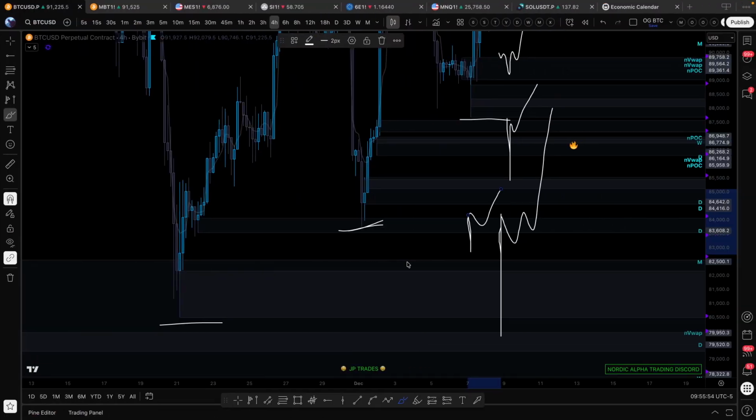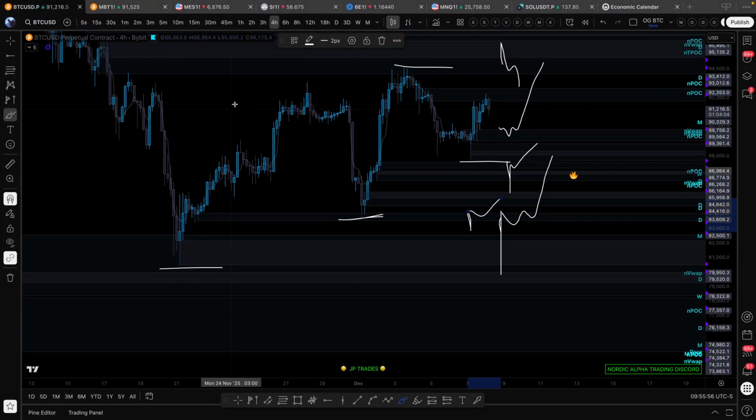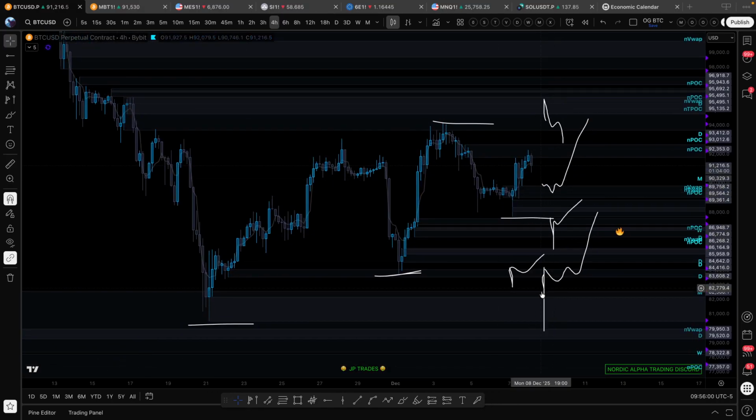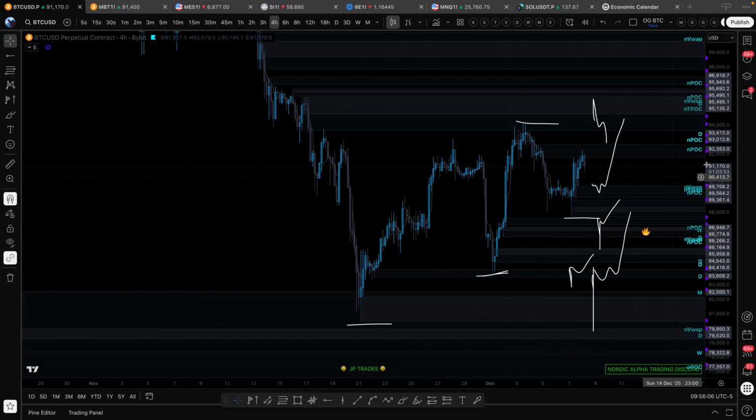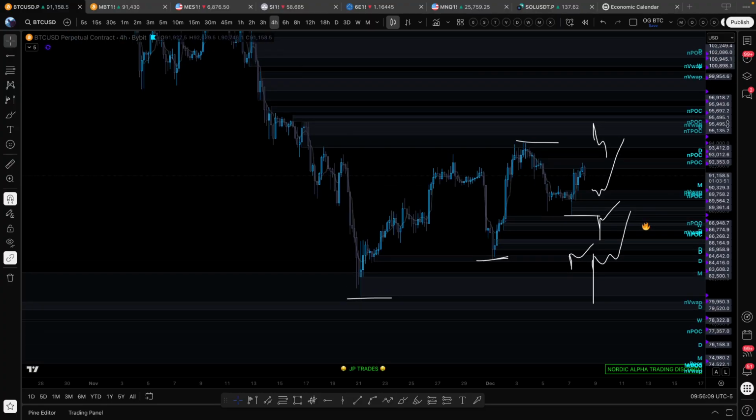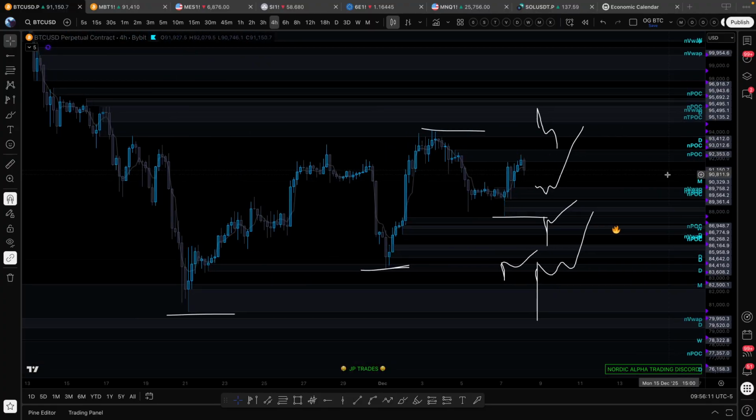So we will wrap things up here because that is about it that I would look for, these three long and one short scenarios. See if I see anything else worth talking about. No, that is about it for today on Bitcoin.